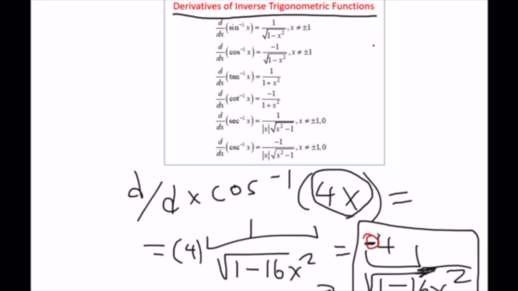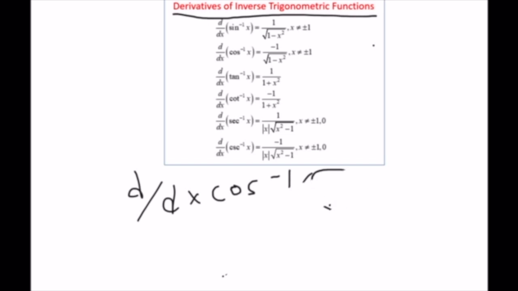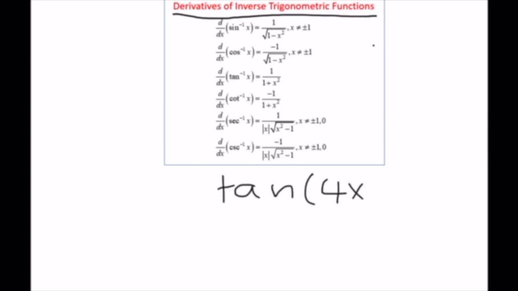Moving on, we get to tan inverse. The tan inverse is kind of simple, as you don't need to deal with a square root, and it's just 1 over 1 plus x squared. So we can do a quick practice problem on that. Let's say we have tan inverse of 4x, and we need to find the derivative of this function.